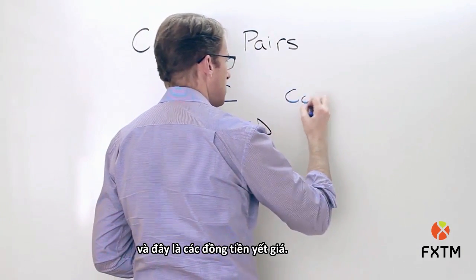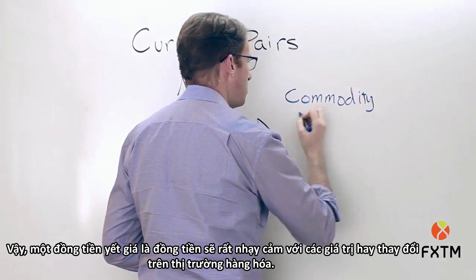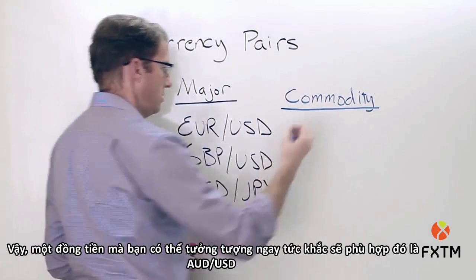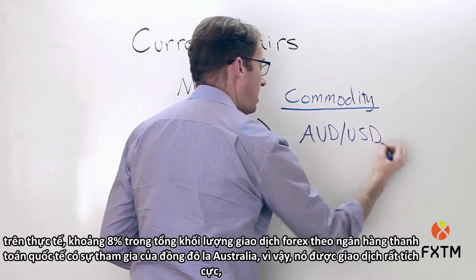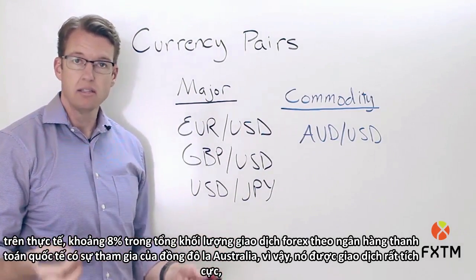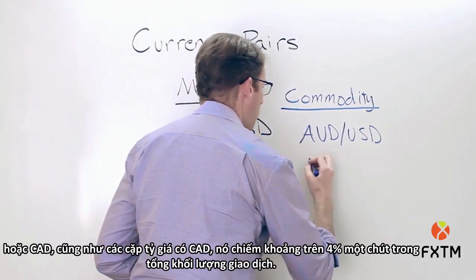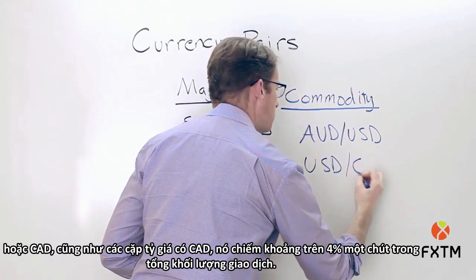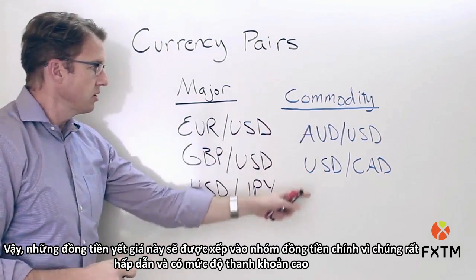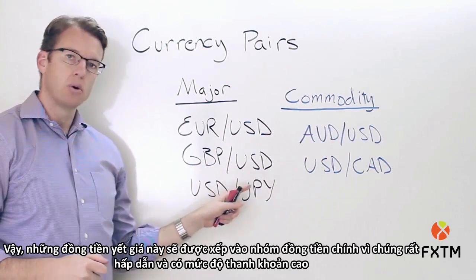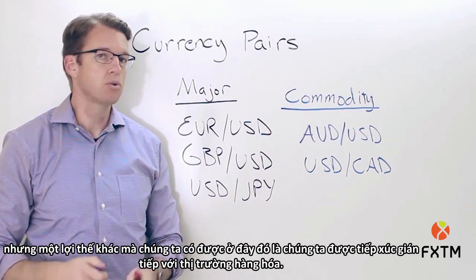These are the commodity currencies. A commodity currency is a currency that is going to be very sensitive to changing values in the commodity market. One that you can imagine right away would make sense is the Australian dollar to the US dollar. About 8% of all Forex trading, according to the Bank for International Settlements, involves the Australian dollar, so it's very actively traded. Or the Canadian dollar: currency pairs with the Canadian dollar in them are a little over 4% of total trading. Commodity currencies would certainly fall into the category of a major because they're nice and liquid. But the other advantage that we get here is that we have indirect exposure to the commodity market.